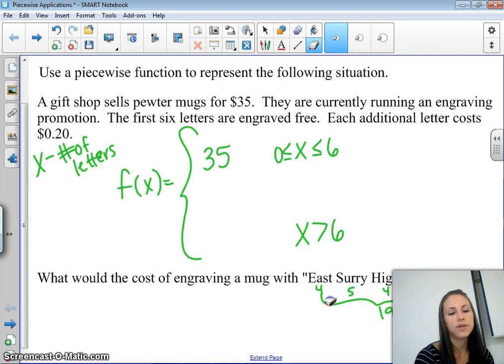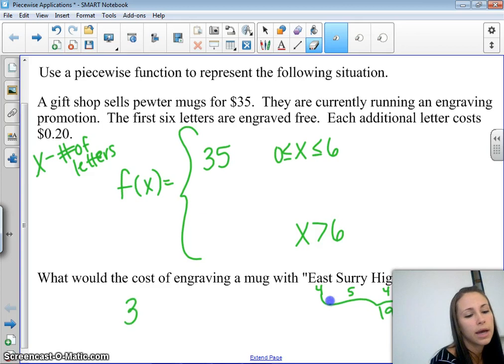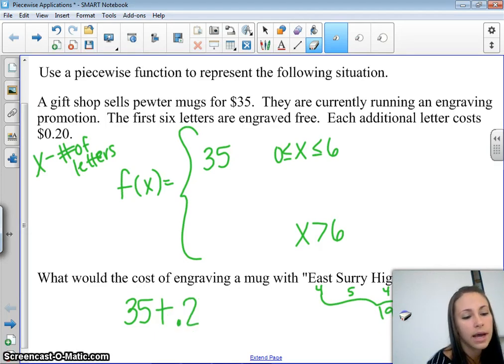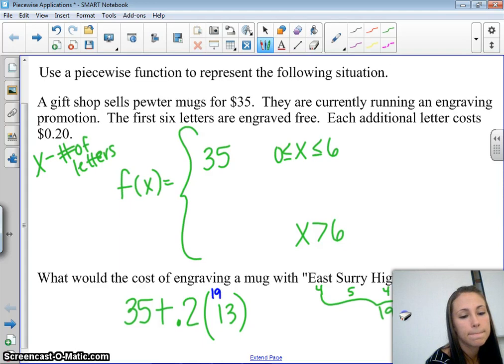So now, if I go find the price of engraving this mug with East Surrey High School, I know I'm going to have to pay $35 for the mug no matter what. And I don't want to pay 20 cents for my first 6 letters. I should only have to pay for 19 minus 6, which is 13. And so I'm going to add to that 35 the 20 cents that I have to pay for 13 letters. And we found that by doing 19 minus 6. And so that gave me 13.